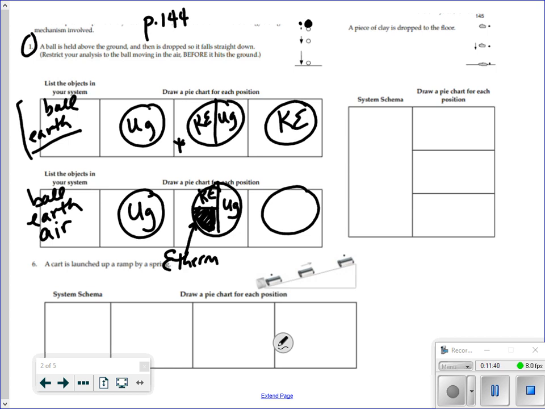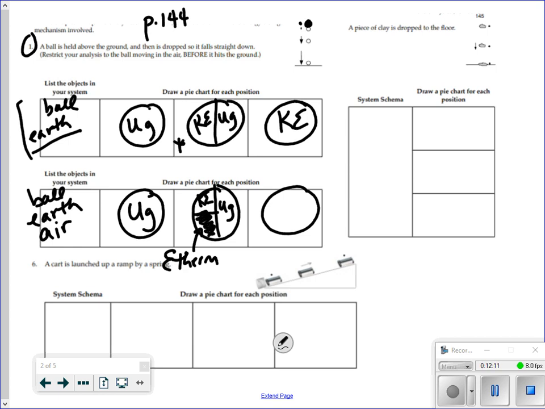Wait, I just did that backwards, didn't I? Why didn't y'all catch me? Let's try that again. Third time's a charm. Okay, so let's try that again. My height is still going to be... No. Oh, wait a minute. No, I had that right. Never mind. My height is still halfway. I was thinking of a different example is what happened to me there. All right, so there's my E thermal.